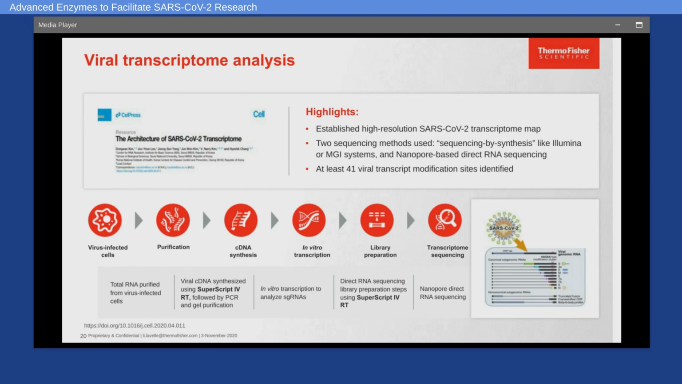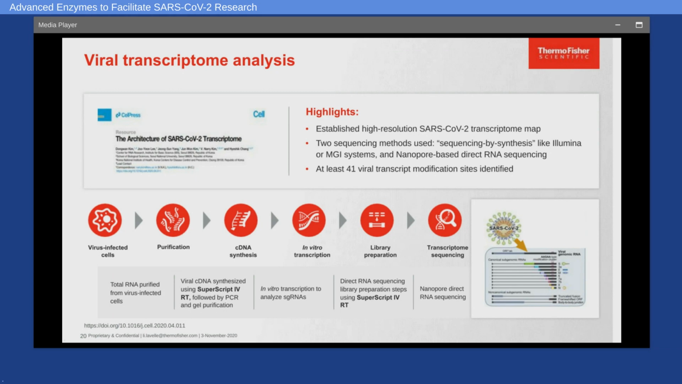They started with total RNA purified from virus-infected cells, followed by viral cDNA synthesis using SuperScript IV RT enzyme, PCR amplification, and gel purification. Then they performed in vitro transcription, and followed the manufacturer's protocol to prepare the direct RNA sequencing library using SuperScript IV RT enzyme. This is a two-arm approach using two different sequencing systems to verify the data.